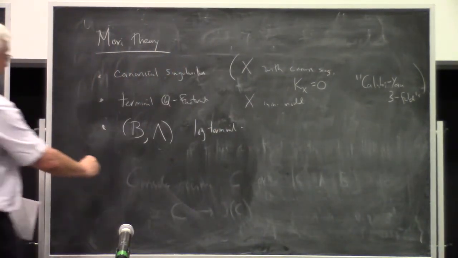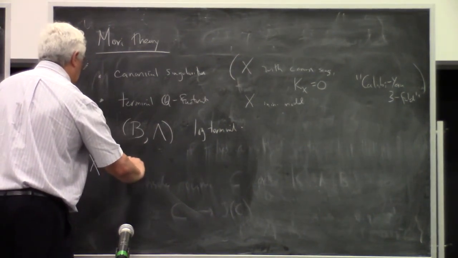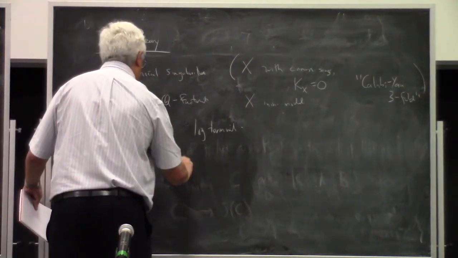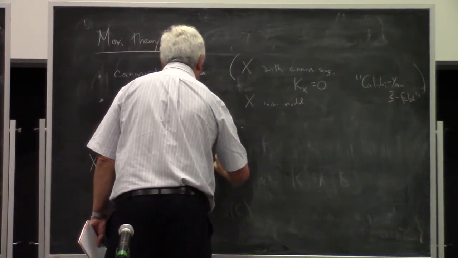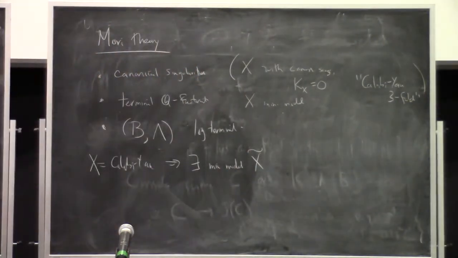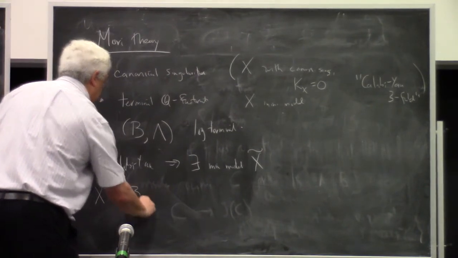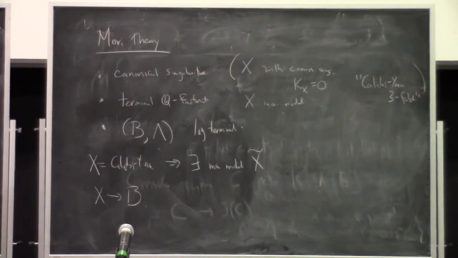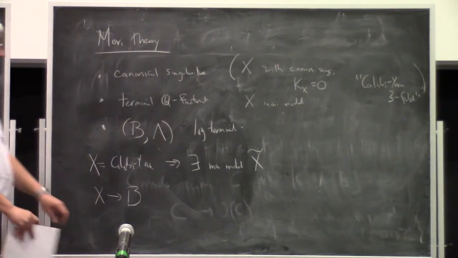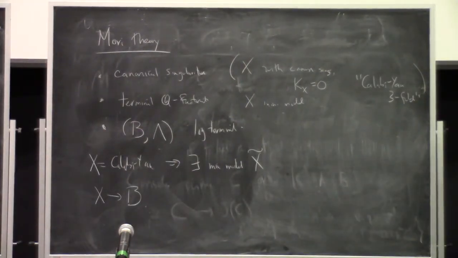So what is Mori theory going to tell me? Well, it tells me, first of all, if X is Calabi-Yau, then there exists a minimal model of X with only Q-factorial terminal singularities. What I'm interested in is a case where my Calabi-Yau threefold has an elliptic fibration. So it has a genus 1 fibration. So it has a map to a base whose general fiber is an elliptic curve. And now let me state what the results are.